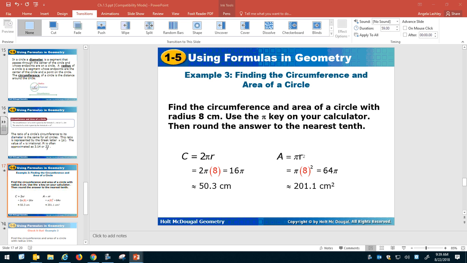All right, area. What's the formula for area? Pi r squared. The radius we said was 8. So what's 8 squared? 64 pi, what are the units? Centimeters squared. Any questions there? Okay. I know we're going pretty quick, but I feel like you know most of that. Any questions on 1-5?